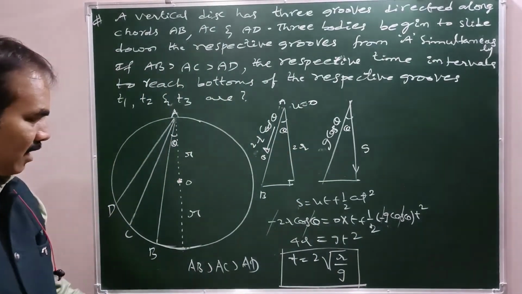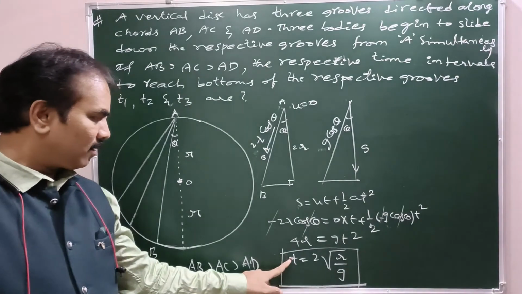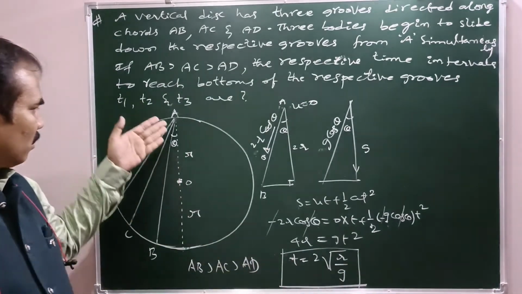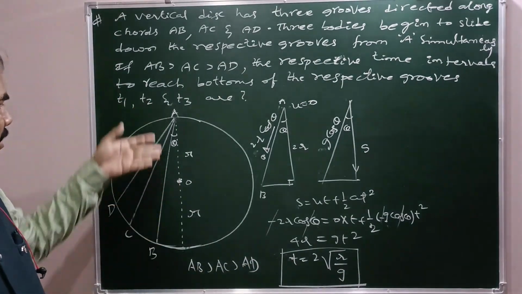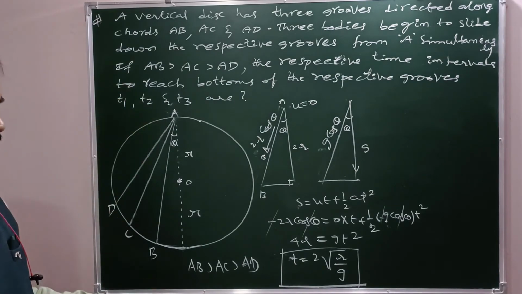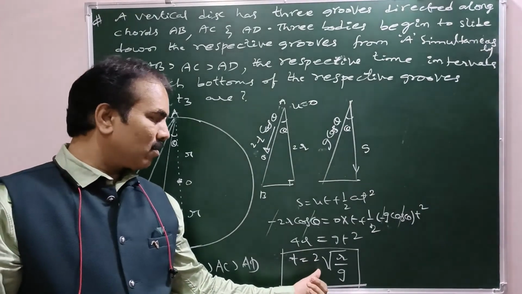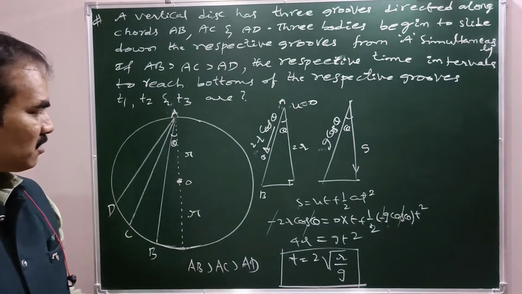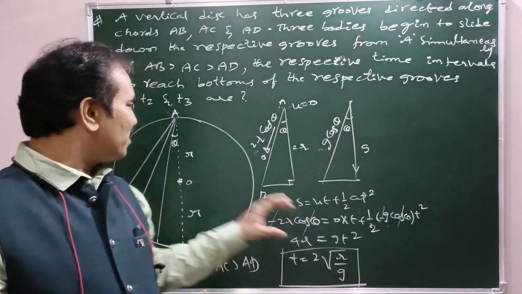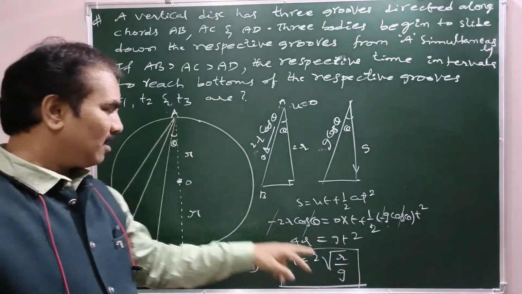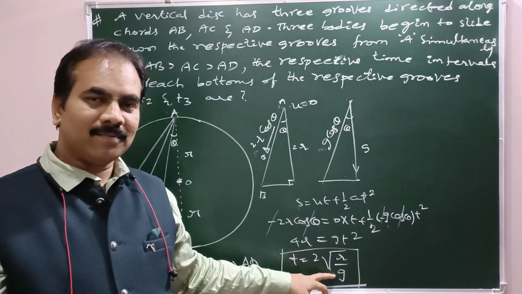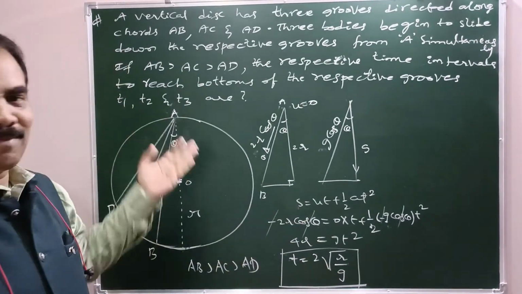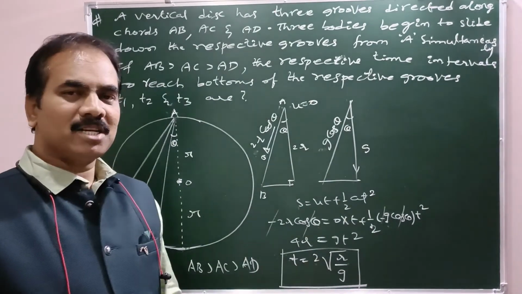Right? What is the ultimate expression for time to travel from A to B, or A to C, or A to D, whatever it is? That equals 2 into root over R by g. R means radius, g means acceleration due to gravity at that place. Here R means radius of the disc, that is constant. g is also constant at that given place. Here 2 is also constant.